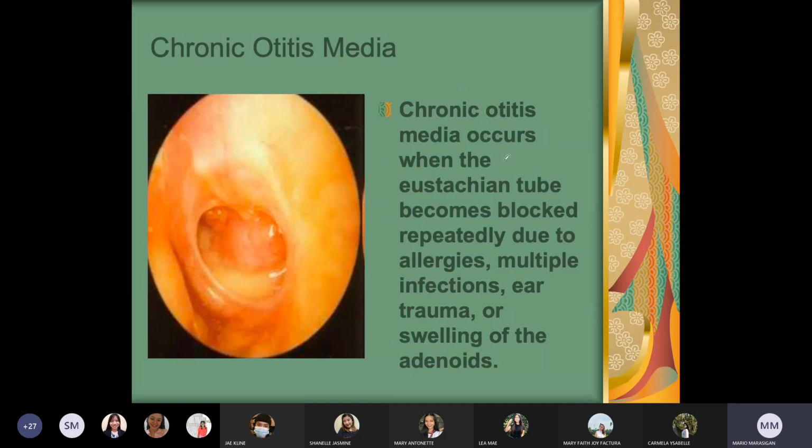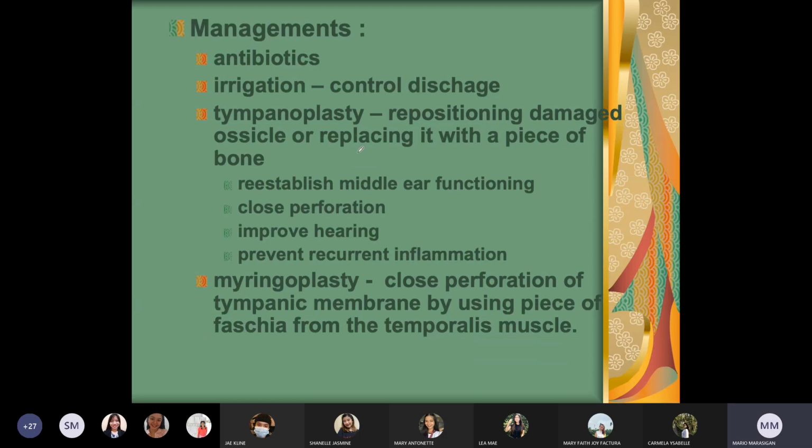So chronic otitis media occurs when the eustachian tube becomes blocked repeatedly due to allergy, due to acute otitis media, even due to trauma or swelling of the adenoids. Management: give antibiotic, after culture and sensitivity. You can do irrigation to control the discharges.